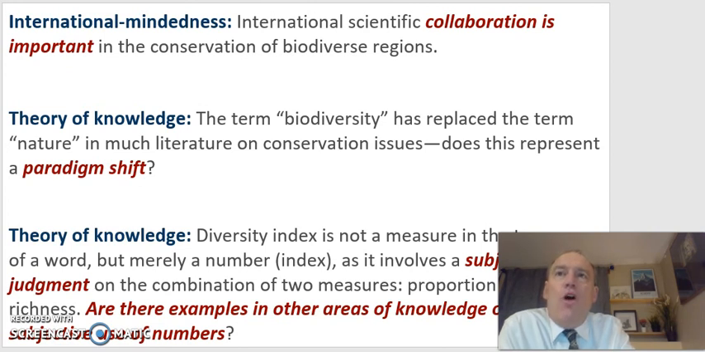Finally, this is the theory of knowledge link. The term biodiversity has replaced the term nature in much literature. And does this represent a paradigm shift? And that's something to consider.